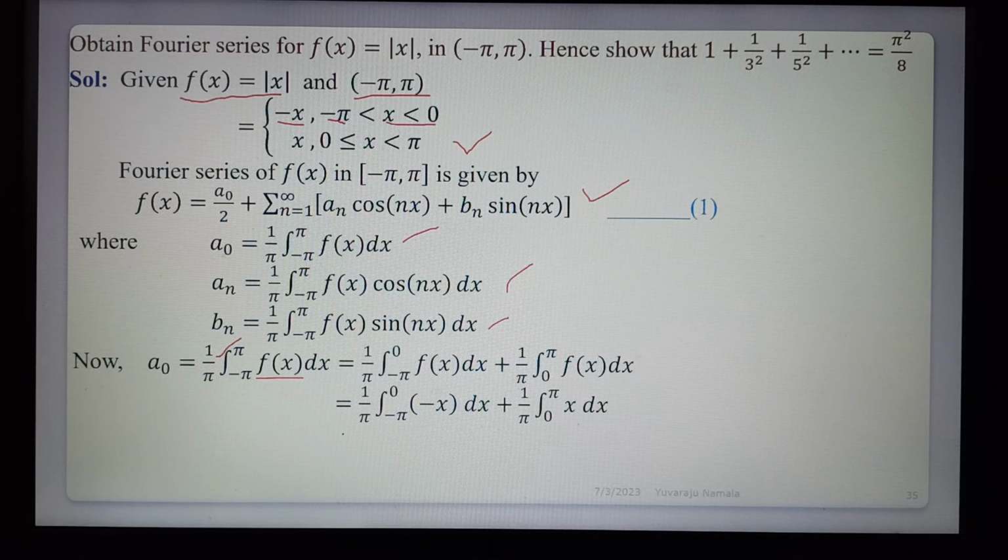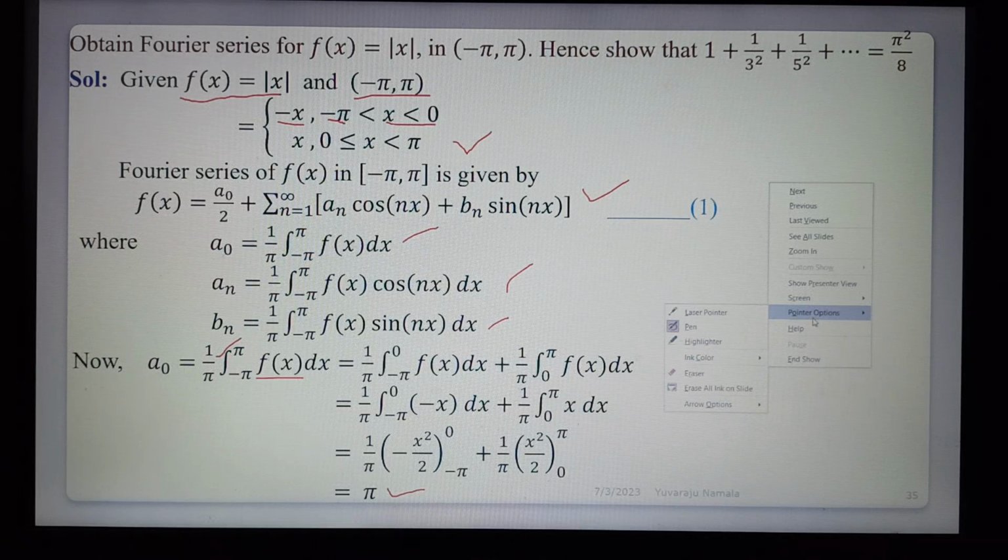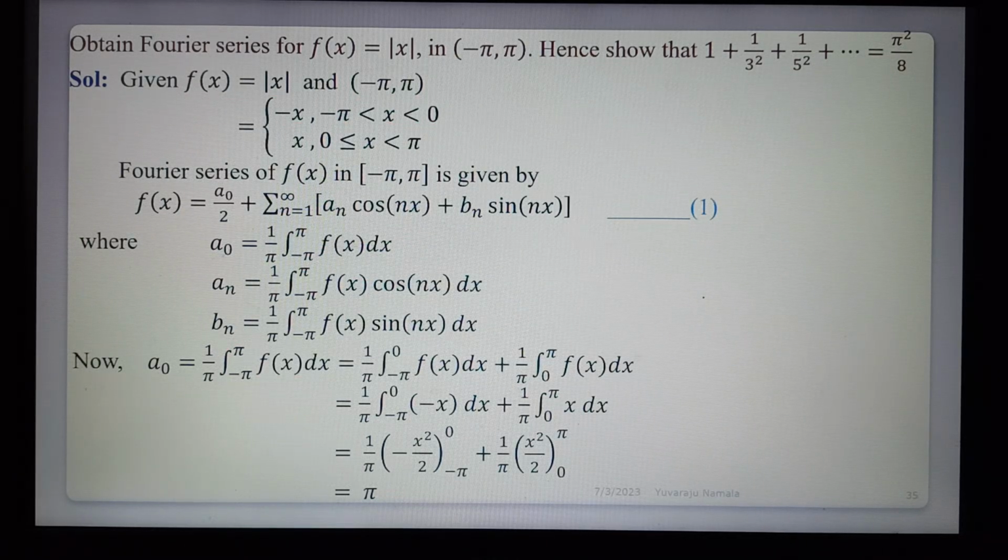That is equal to 1/5 ∫ from -5 to 0 of (-x) dx plus 1/5 ∫ from 0 to 5 of x dx, which equals 1/5 [-x²/2] from -5 to 0 plus 1/5 [x²/2] from 0 to 5. After substitution and simplification, we get the value 5. This is the a0 value. Next, the an value.